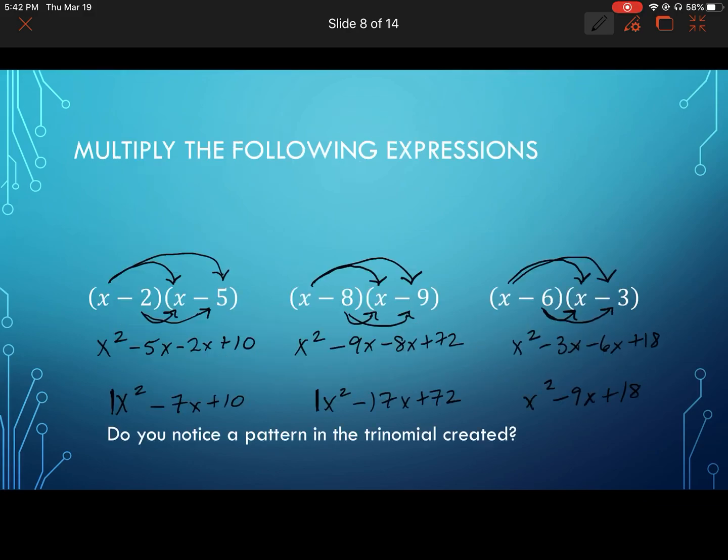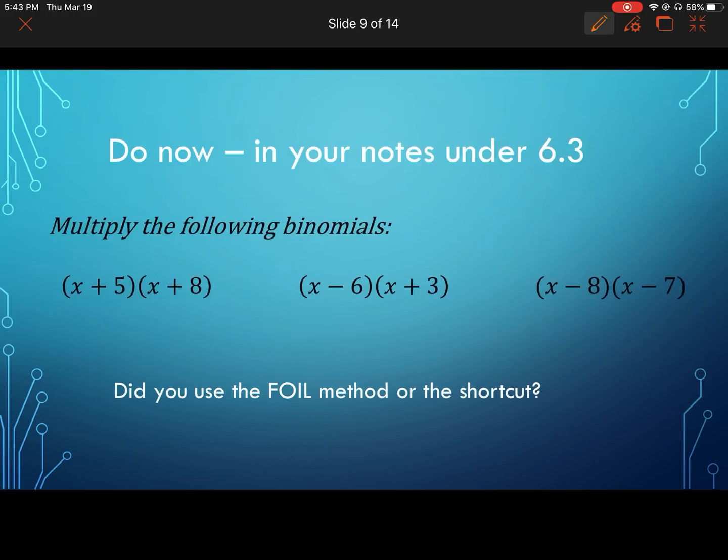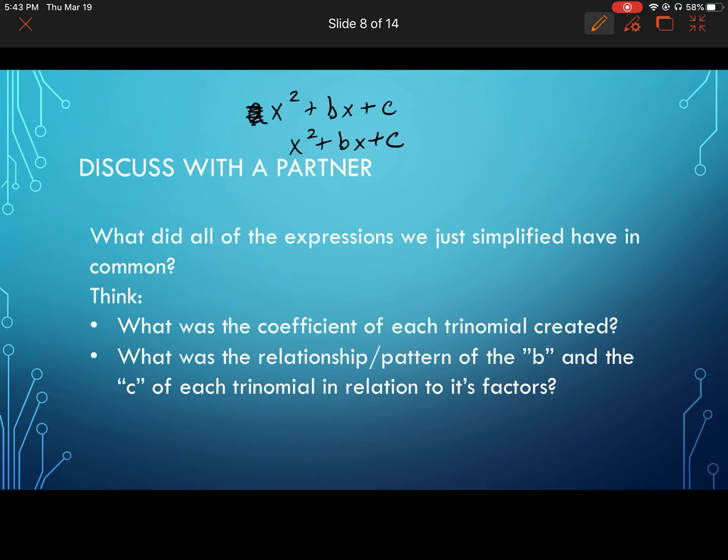So if I go back to this slide, looking at, say, this first one, the a value is 1, so I'm going to ignore that for a second. The b is negative 7, and the c value, the constant, is a positive 10. So think about that. Pause for a second and come back. If you think you spotted the pattern, great. It's going to make life easier for you. So what's the pattern? Mr. Perez, just give it to me.